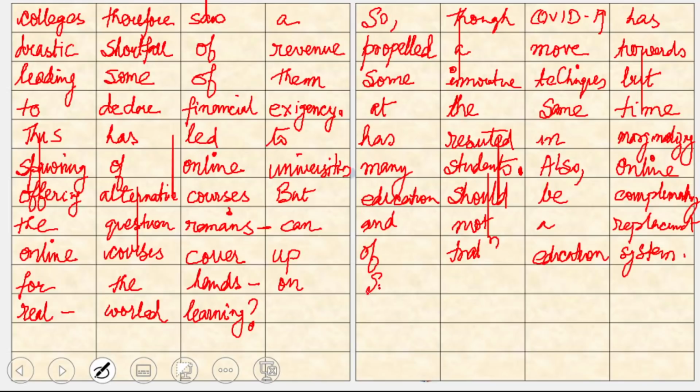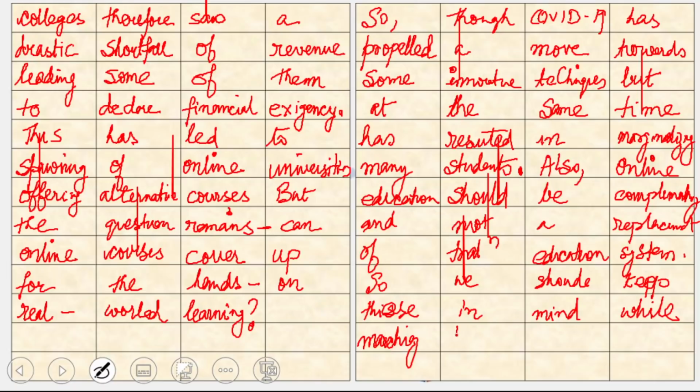So last line, we should keep these in mind, the complementary part and innovative techniques, and that they marginalize the students, in mind while marching back to a new normal.